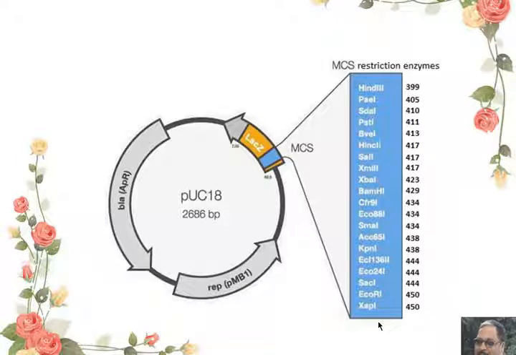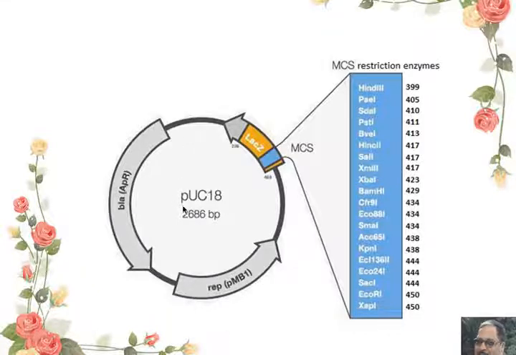Now this is a diagrammatic representation of the plasmid pUC18. This plasmid was discovered by J. Messing and Vieira from University of California in the year 1985. They are the most popular plasmid-based vectors and contain most of the desirable features for day-to-day cloning experiments.